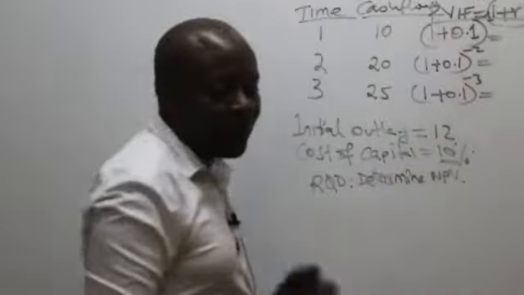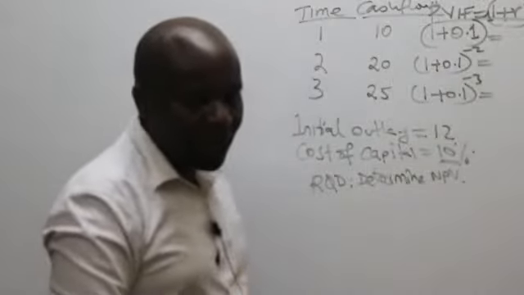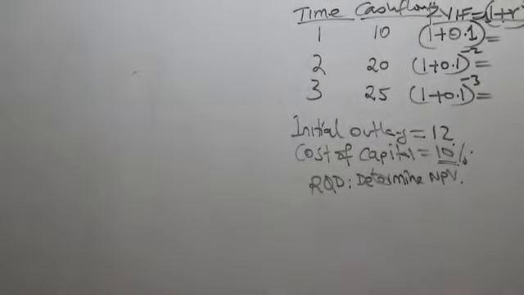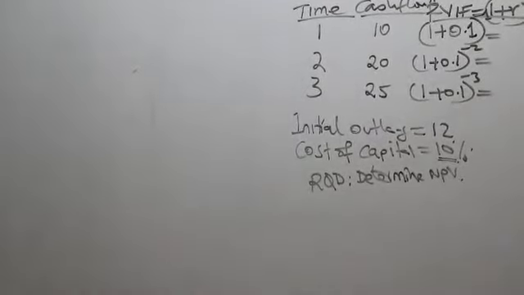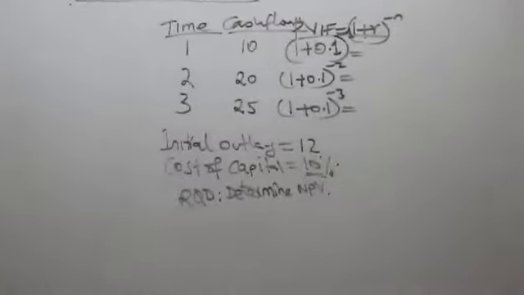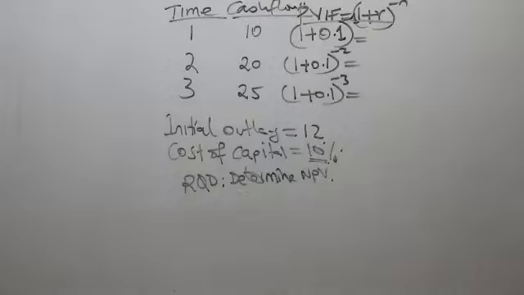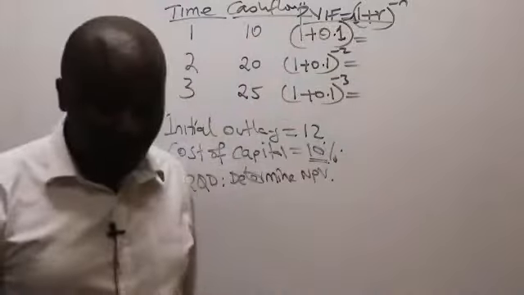PVIF stands for present value interest factor. And to get it, whenever cash flows are fluctuating, we talk of 1 plus R raised to negative what here, somebody? Raised to negative N.